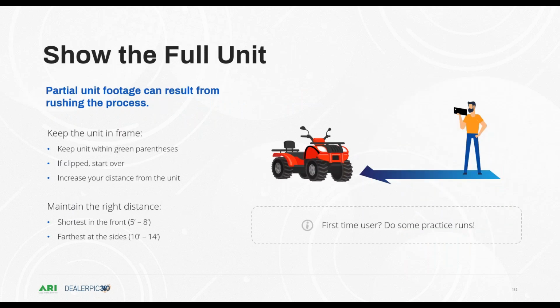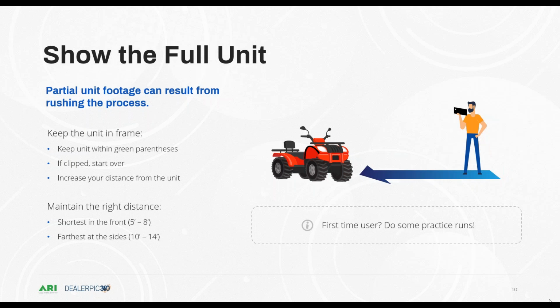Happy to. We now know that the app won't stop until you take the full 360 walk around. So let's look at how to capture the full image. If you have been using the app and find that you only get a partial image, it could be due to either rushing the process or being too close to the unit. Best practice will always be to keep the unit in frame. Again, using the green parentheses as your guide will ensure the image is captured correctly.